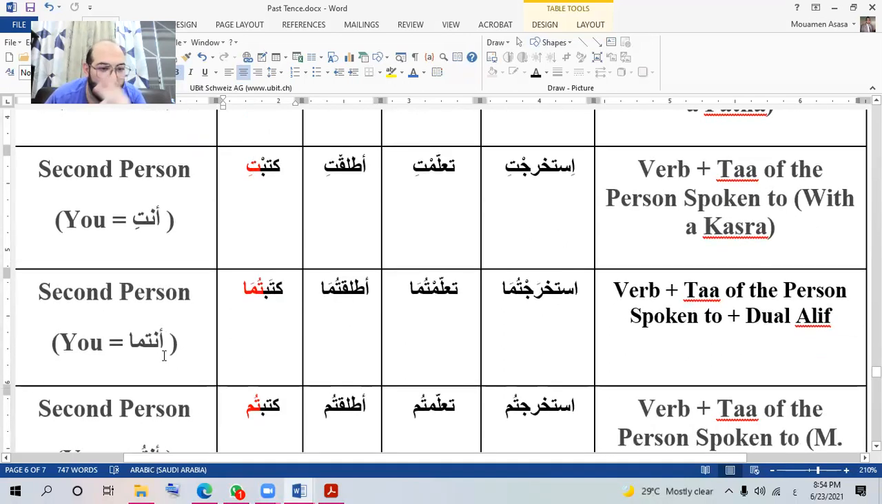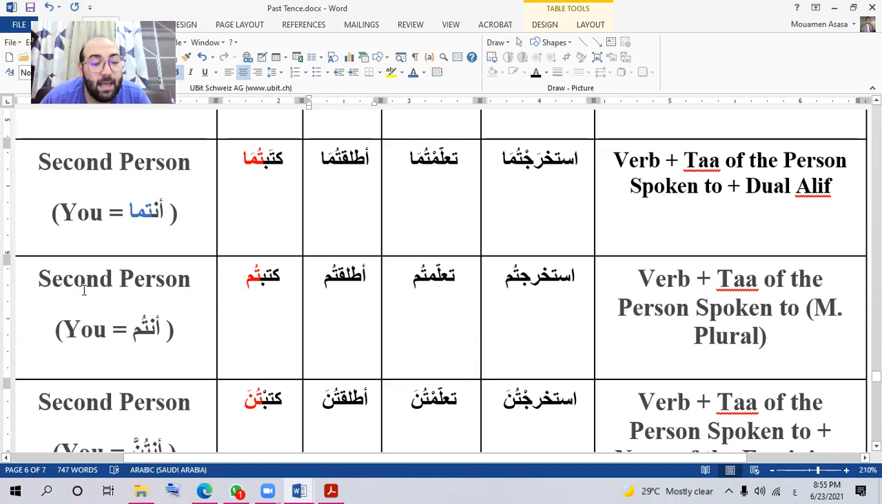Okay, now second person, dual. You remember dual, they have أنتما, two persons. كتبتما, we add the ta and we add ma. This ma gives us dual, two persons, you. أنتما أطلقتما. أنتما تعلمتما. أنتما استخرجتما. We are using the verb in past with you dual, two persons only.